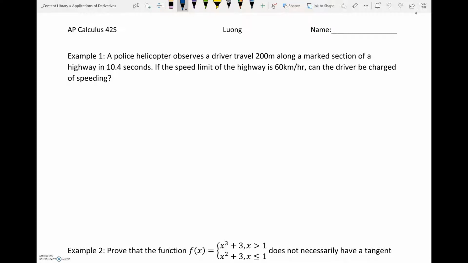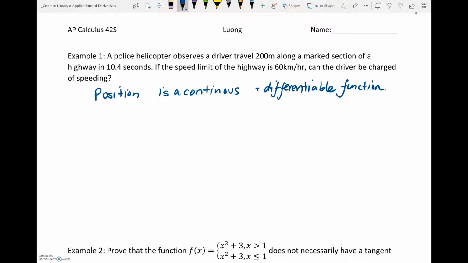Now, the function we're thinking about is called the position function. And if you think about position, it will always be continuous. Otherwise, if you had a jump discontinuity, that means that you probably would have teleported, and that would not make sense. Not in this world, at least. So it's a continuous function. It's also a differentiable function as well. Which means that we can use the MVT.